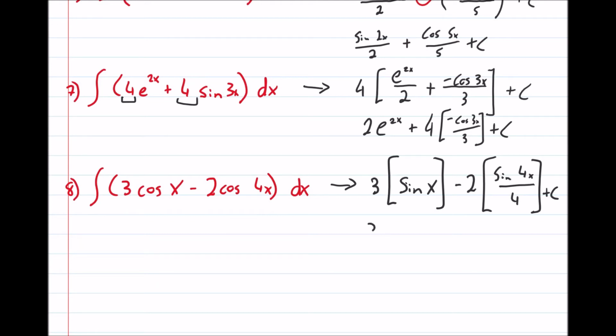and we can simplify that then to say 3 sine x minus, and we've got the 2 up here, so 2 sine 4x over 4 plus c, and we can simplify it even further. We could say 3 sine x minus sine 4x over 2, just dividing top and bottom by 2 here, plus c.